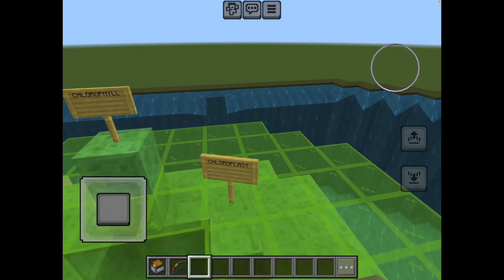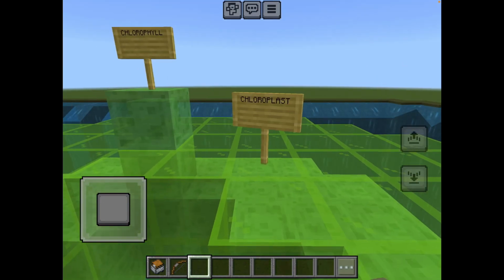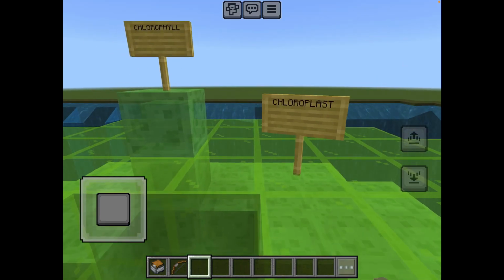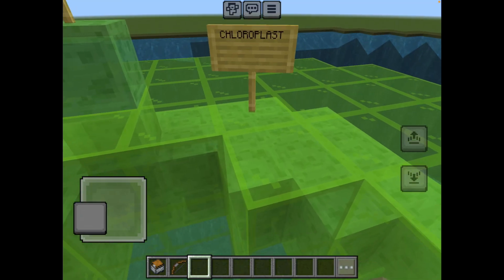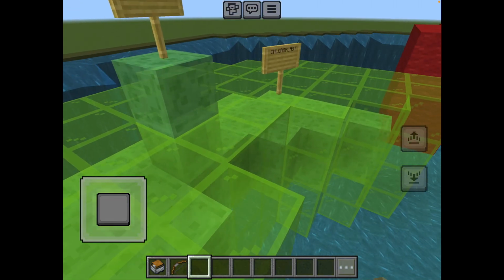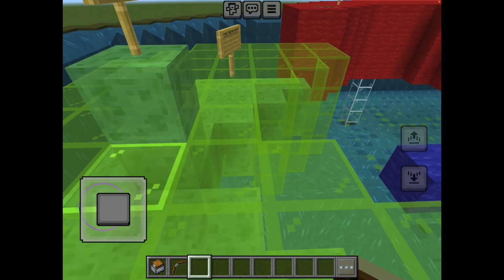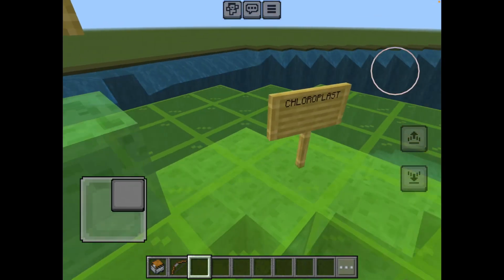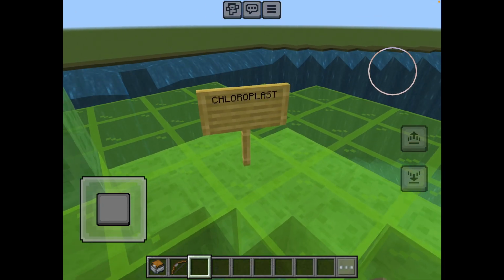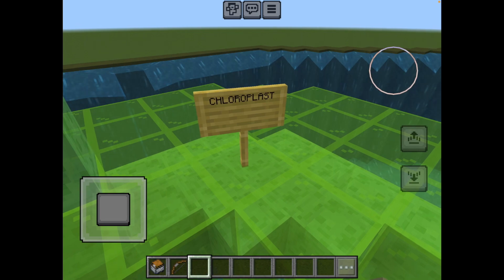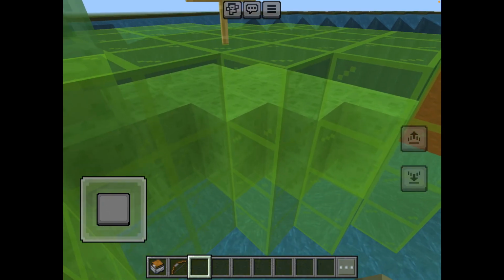Now, we're going to go over to this big green thing. So this is the chloroplast containing chlorophyll, and this conducts photosynthesis inside of the cell, which also creates the plants to be green. So for the chloroplast, I used a lime green stained glass, and for the chlorophyll, which is the filling inside of it, I used a slime block. And that is the chloroplast, which conducts photosynthesis.